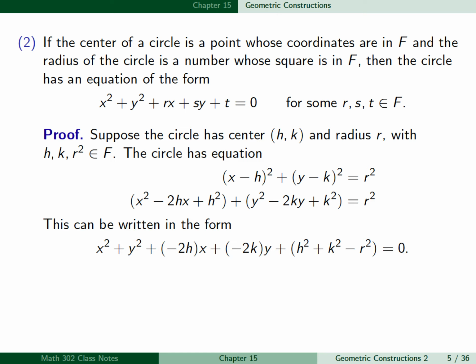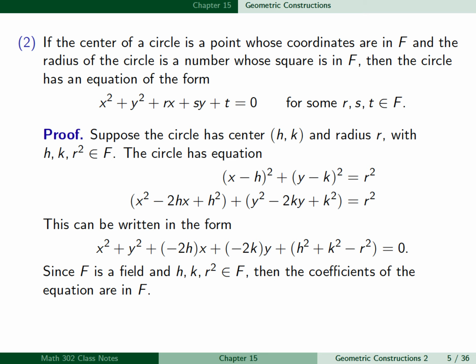And this can be written in the form x squared plus y squared plus (minus 2h) times x plus (minus 2k) times y plus (h squared plus k squared minus r squared) equal to 0. Since F is a field and h, k, and r squared all belong to F, the coefficients of the equation are in F. And this proves part 2 of the lemma.